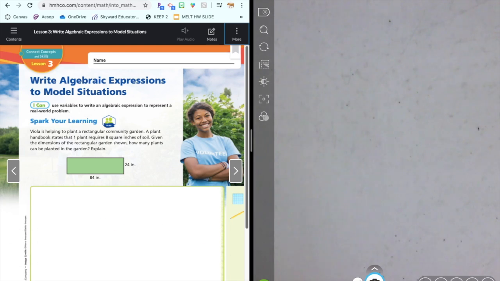We're going to write algebraic expressions to model situations in this lesson, and our goal is that we can use variables to write algebraic expressions to represent real-world problems. It's a little bit of review, and some new vocabulary, but other than that, I think we should be glorious. All right, so Spark Your Learning.